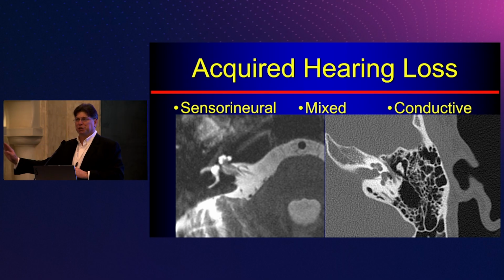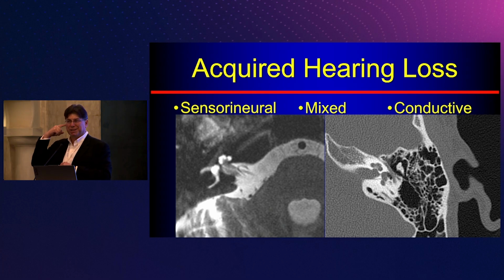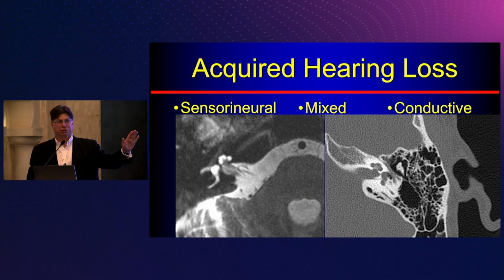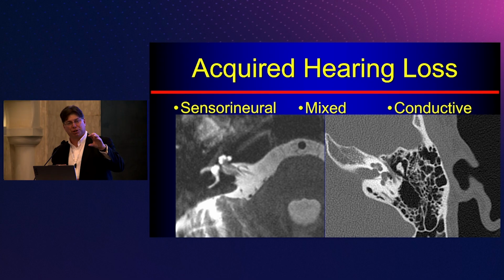So if somebody says conductive hearing loss, I'm thinking about a problem from the windows out. So I'm going to look at the EAC, tympanic membrane, all the ossicles, and all the way up to the oval and round window. If you say sensory hearing loss, I'm thinking about a problem from the windows in. So the oval and round window, the inner ear structures, the internal auditory canal, the CP angle, and the brainstem. So I'm going to evaluate those areas.